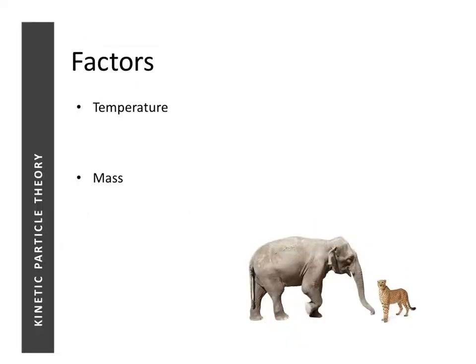So the next important thing that we need to learn about diffusion is that the rate, how fast the particles diffuse, depends on two factors. One is temperature, two is the mass of the gas particle. When temperature increases, the particles will have more energy, and when the particles have more energy, they can move faster, so the rate of diffusion would increase.